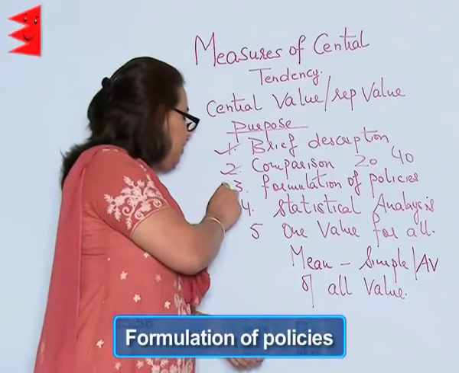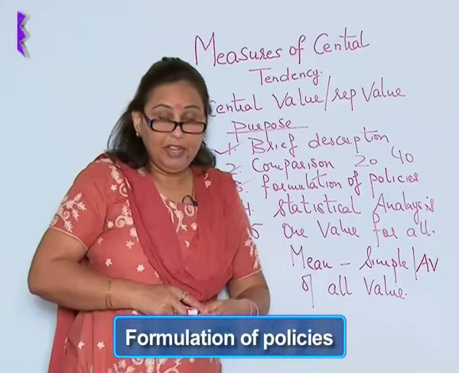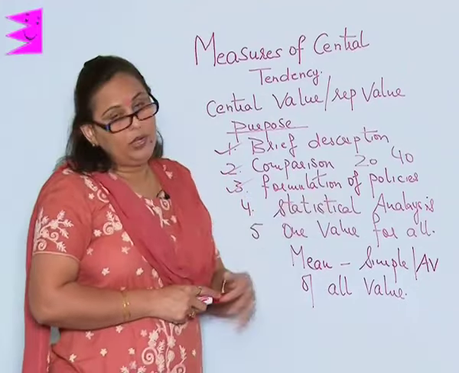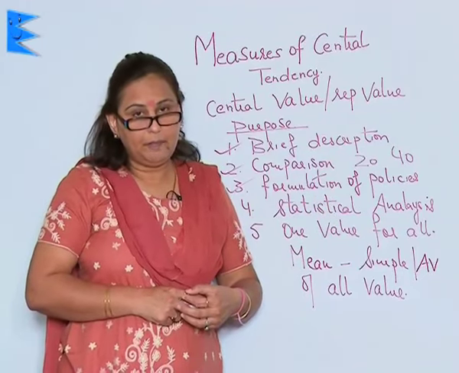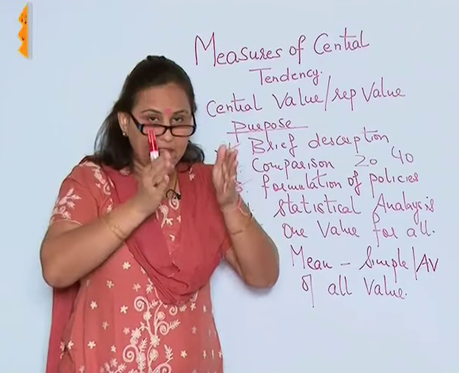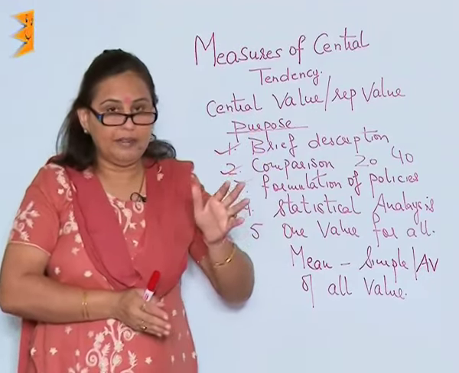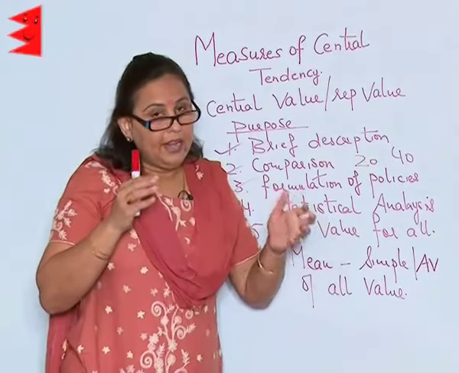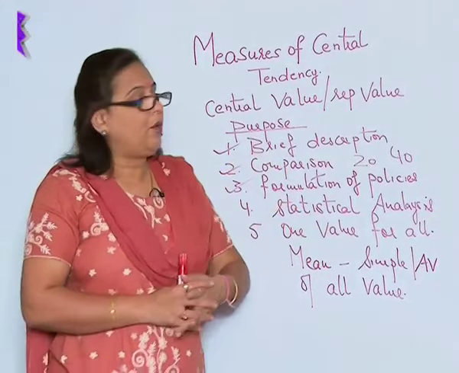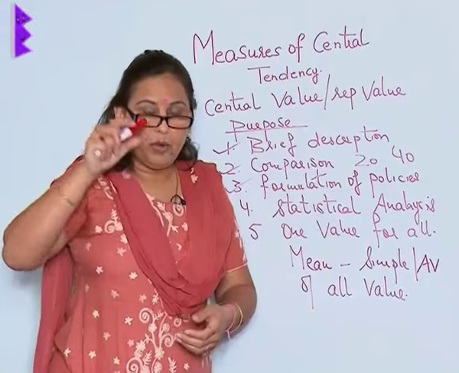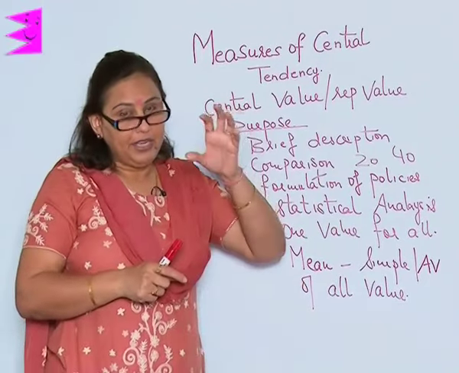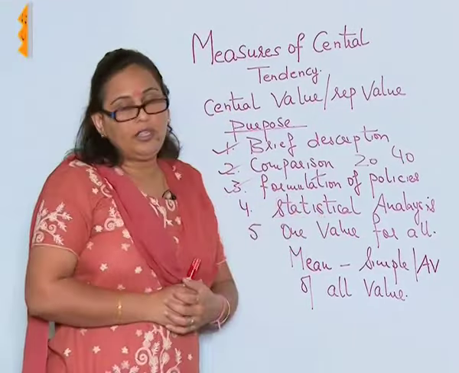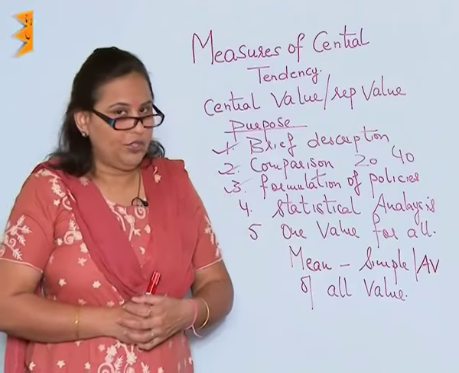Third is for the formulation of policies. When we have the central value, that is the time we will be able to formulate our policies on that basis. For example, if the average marks of the students in maths is less and in English is more, then it is very easy for me to make policies in such a manner that more importance is given to the subjects wherein they have scored less. Thus, it is essential for the formulation of policies for future use.